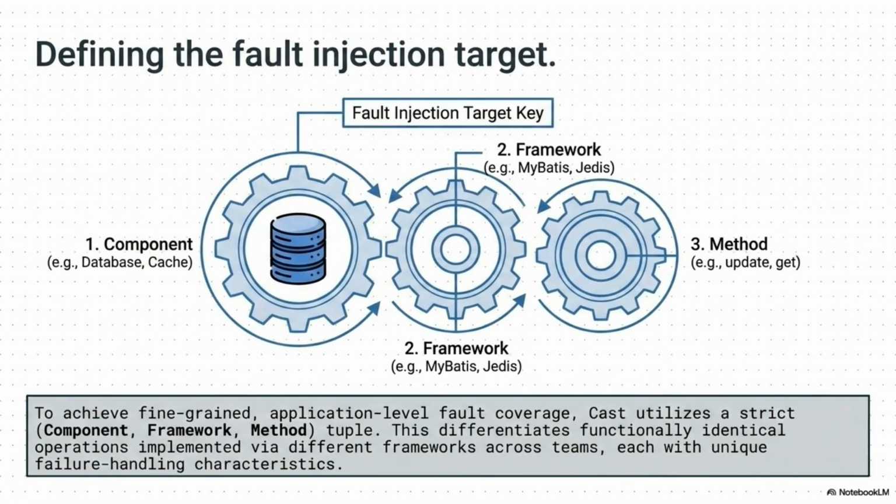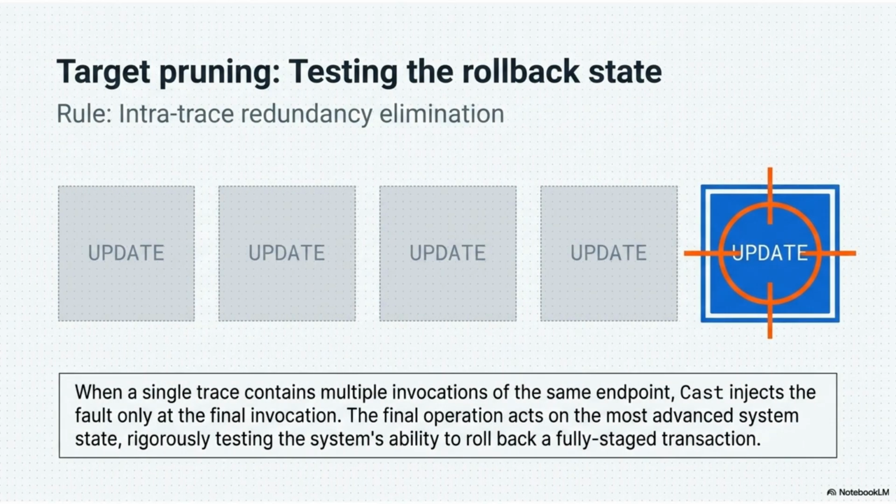Fault injection targets are defined by a strict component, framework, method tuple. This allows for fine-grained, application-level fault coverage, differentiating between functionally identical operations implemented with different frameworks. Target pruning eliminates intratrace redundancy. When a trace has multiple invocations of the same endpoint, the fault is injected only at the final invocation. This rigorously tests the system's ability to roll back a fully staged transaction.